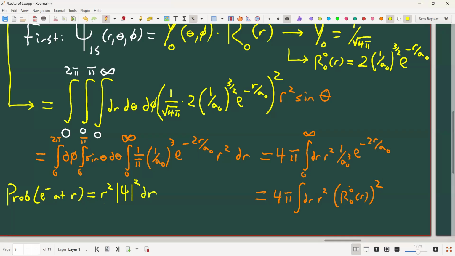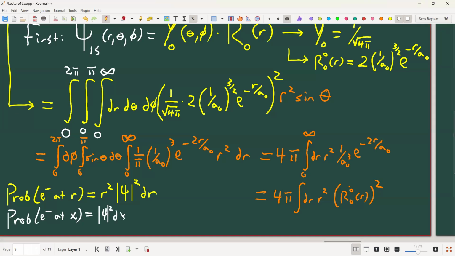So every time in spherical coordinates, anytime we want to calculate a probability in a radial direction, we just need to multiply by r squared. There's an additional factor of r squared that appears. Compare this to the probability of the electron in one dimension x, which is just a rectangular coordinate, just a line: psi squared dx.